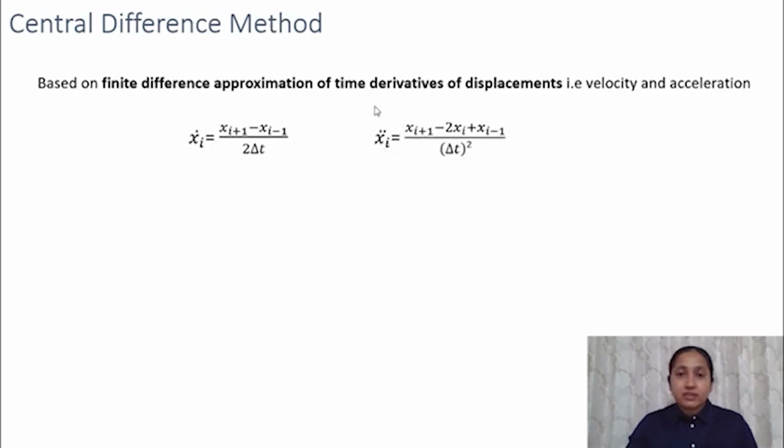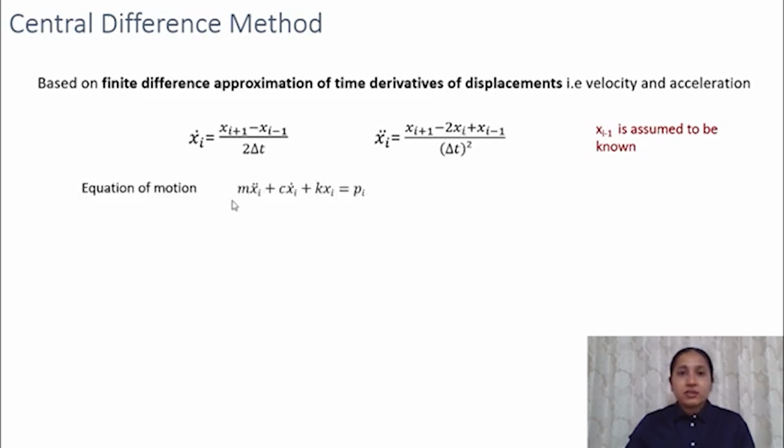So, the acceleration at the ith instant is equal to the displacement at the next instant minus 2 times the displacement at the present instant, that is the ith instant, plus the displacement at the previous instant, and it's divided by delta t square, that is time step square. So in this method, it is assumed that we know the displacement at the previous instant. That means this x_{i-1} is assumed to be known.